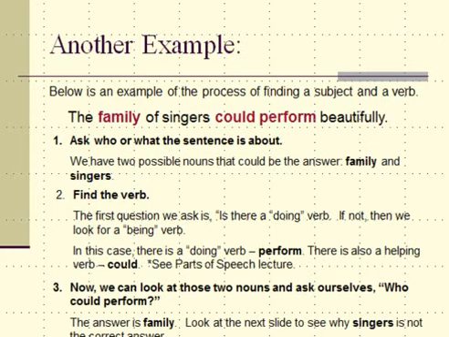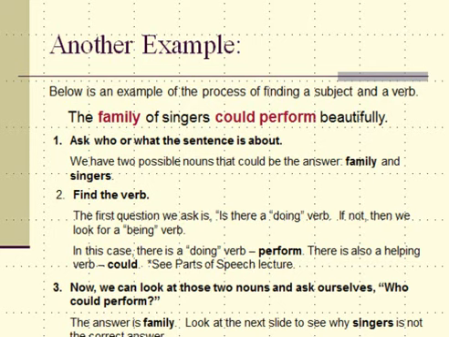Okay, here's another example, and it's a little bit trickier. The family of singers could perform beautifully. If I ask myself, who or what is this sentence about? We have two nouns that could be a possible subject, family and singers. So let's move on to find the verb. If we look for a doing word in here, we have it.